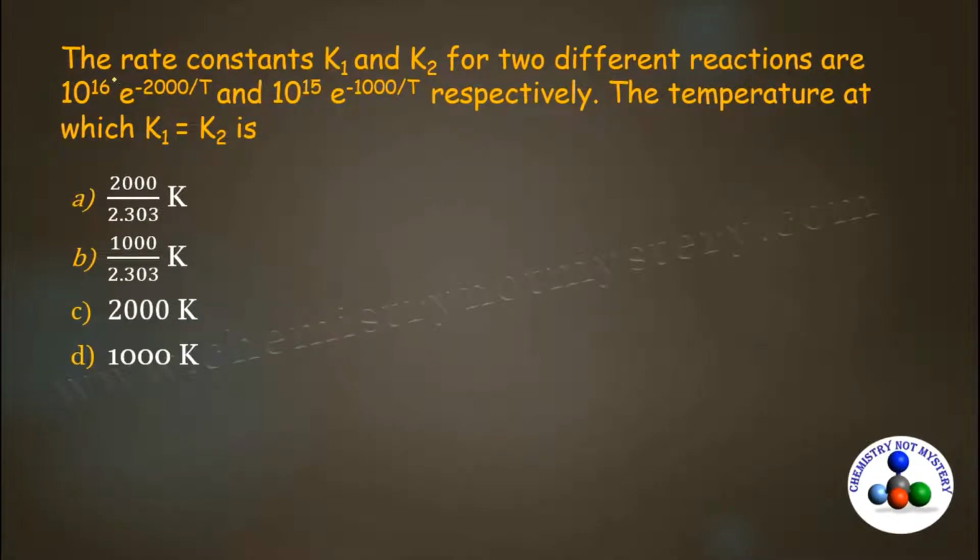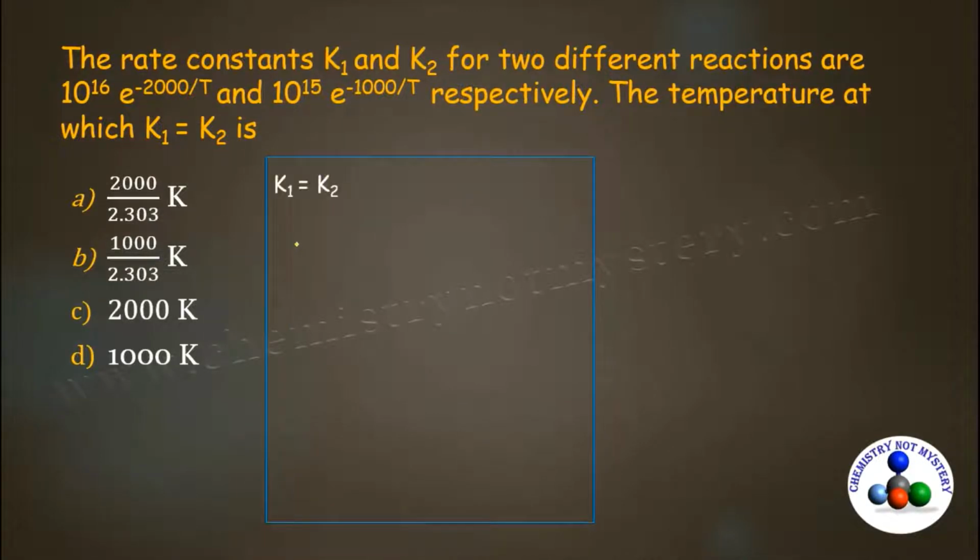The rate constants K1 and K2 for two different reactions are 10 raised to 16 e raised to minus 2000 over T and 10 raised to 15 e raised to minus 1000 over T respectively. The temperature at which K1 is equal to K2 is. So let's suppose K1 is equal to K2.